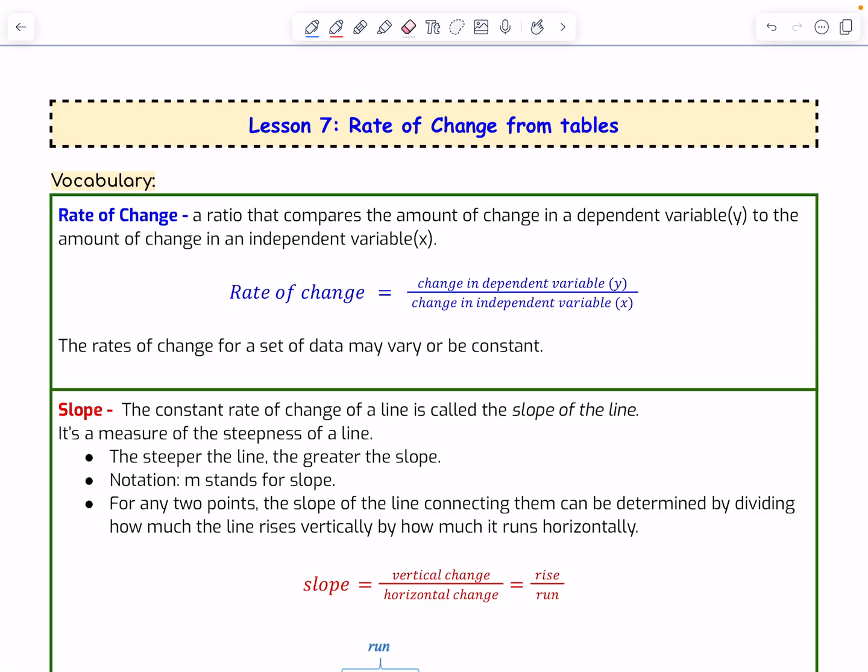In this video, we're going to take a look at rate of change from tables. First, let's look at some vocabulary. Rate of change is a ratio that compares the amount of change in a dependent variable y to the amount of change in an independent variable x.